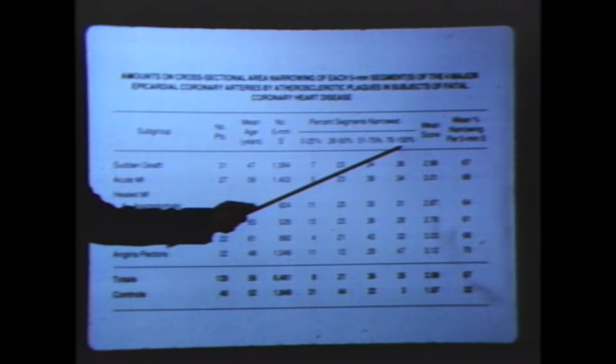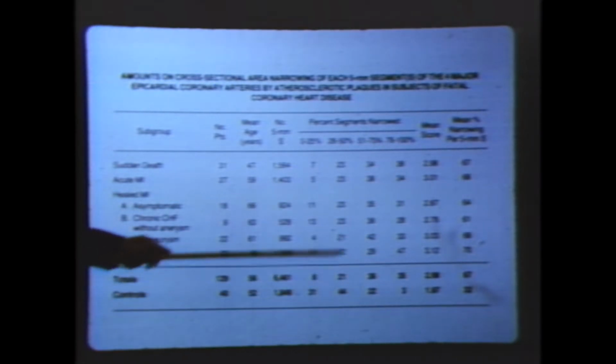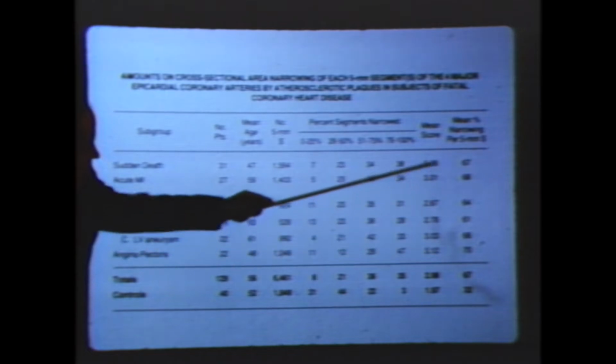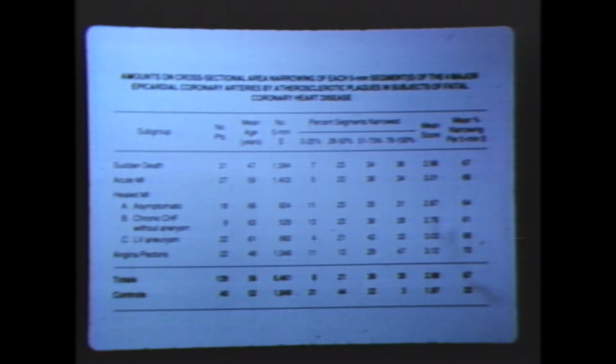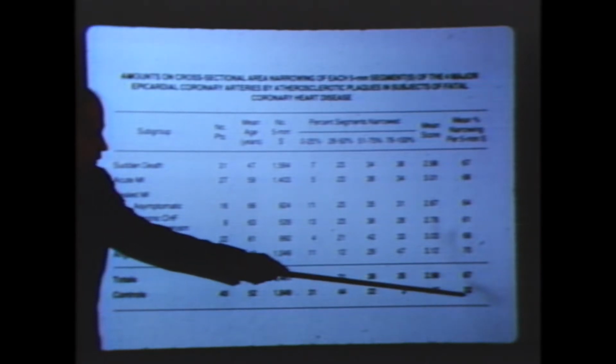We did one other thing in this group, and that is give a score to each 5 millimeter segment, so we could have a single score for each patient, the amount of narrowing. We gave a score of 1 for a segment narrowed this degree, 2, 3, and 4. Now what that means is that most of these patients had a score of 3.0. Now that means that the average amount of narrowing per 5 millimeter segment was 67%, whereas in the controls, 32%. Now what does that really mean?